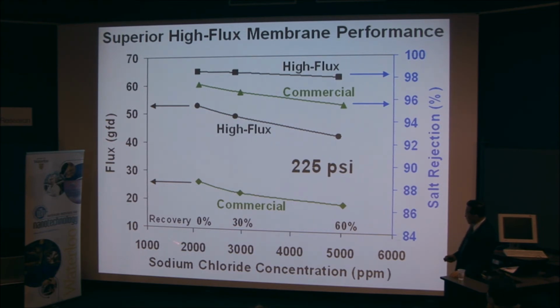When we run the membrane with different salt concentrations, as I said, brackish water is about 2,000 ppm of sodium chloride, and our membrane performance is over here. When you increase to a higher salt concentration, you increase the osmotic pressure. When we apply the same pressure of 225 psi, obviously your flux is going to drop somewhat. Okay, but it's not bad.